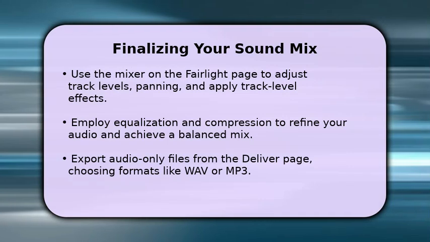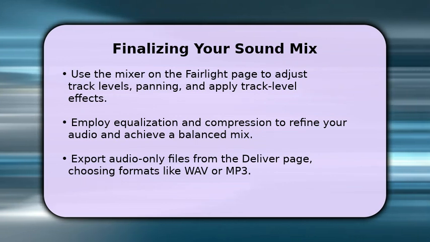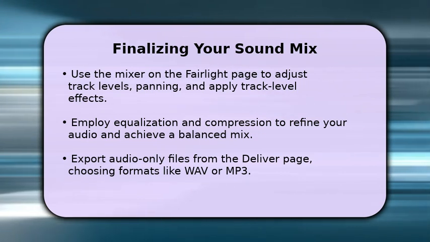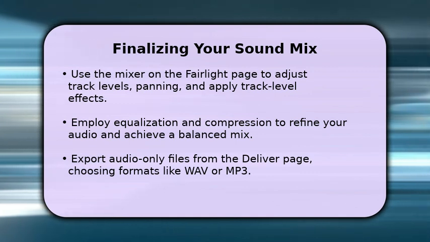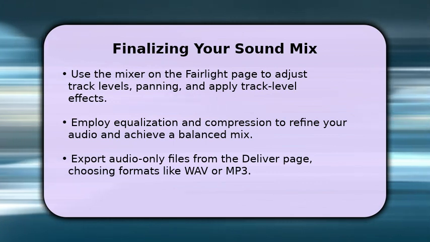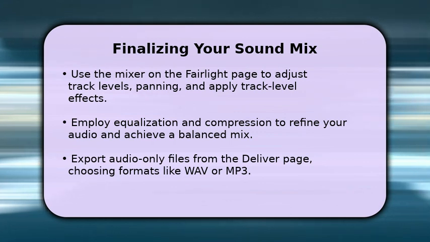To finalize your audio, use the mixer on the Fairlight page to adjust individual track levels, panning, and apply effects across entire tracks. Implement equalization and compression to sculpt your sound, ensuring a balanced and professional mix. When ready, head to the Deliver page to export your audio-only files, selecting common formats such as WAV or MP3. You can also set specific in and out points on your timeline to export only desired sections of your audio.